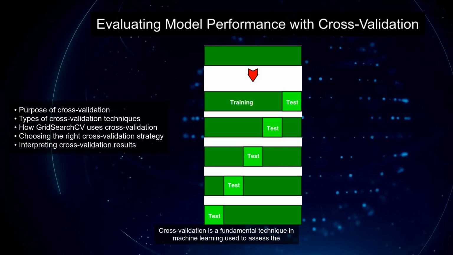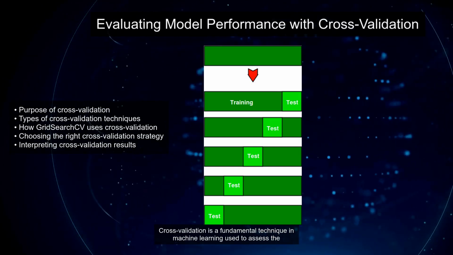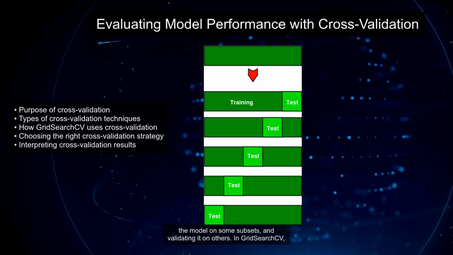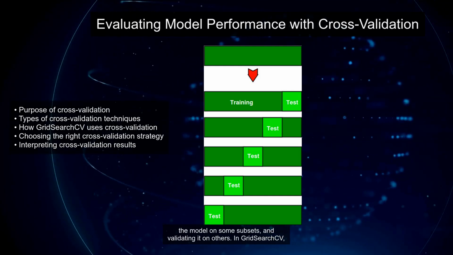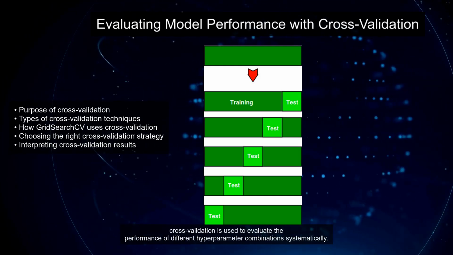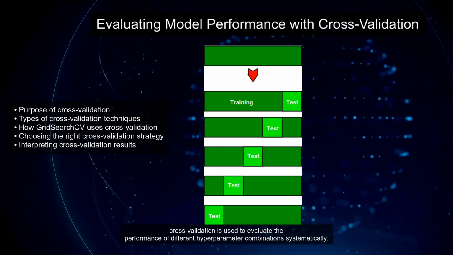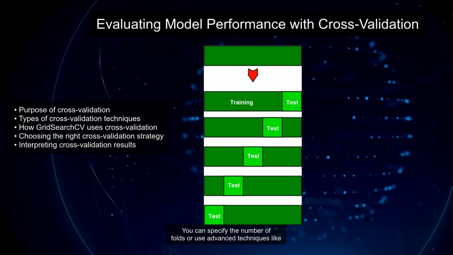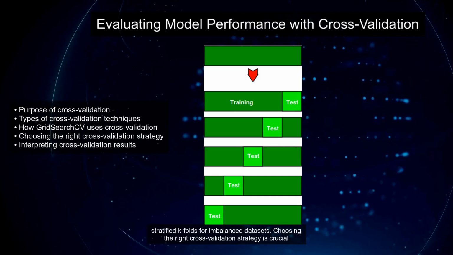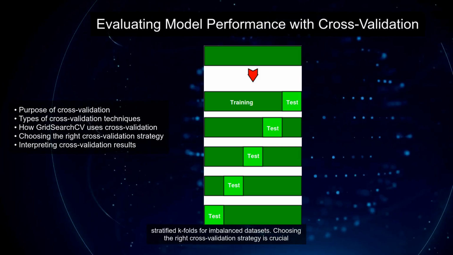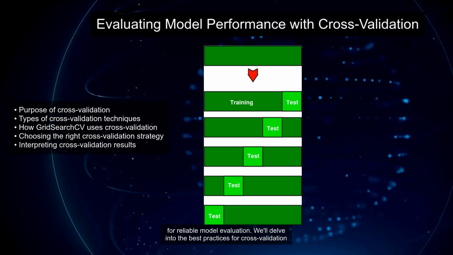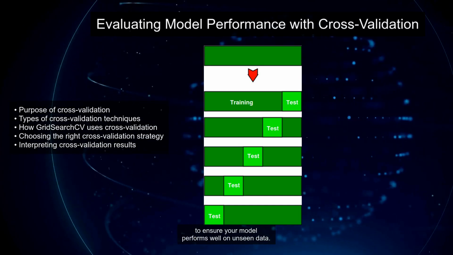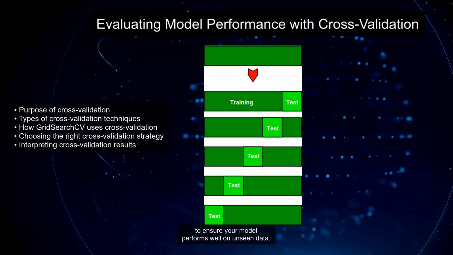Cross-validation is a fundamental technique in machine learning used to assess the generalizability of a model. It involves partitioning the data into subsets, training the model on some subsets, and validating it on others. In grid search, cross-validation is used to evaluate the performance of different hyperparameter combinations systematically. You can specify the number of folds or use advanced techniques like stratified k-folds for imbalanced datasets. Choosing the right cross-validation strategy is crucial for reliable model evaluation. We'll delve into the best practices for cross-validation to ensure your model performs well on unseen data.